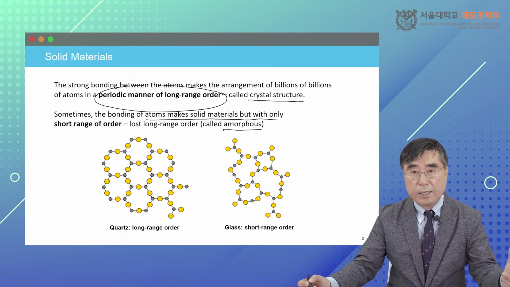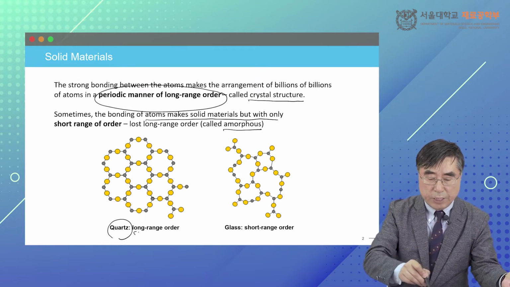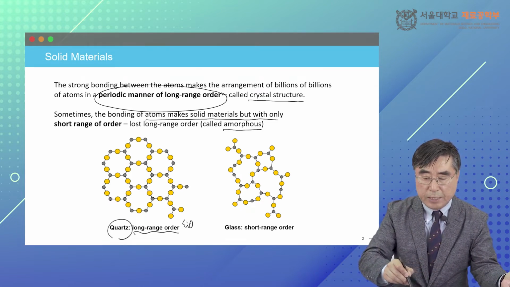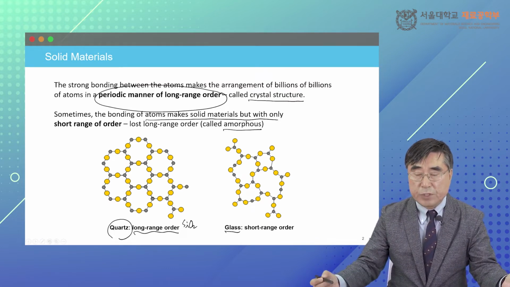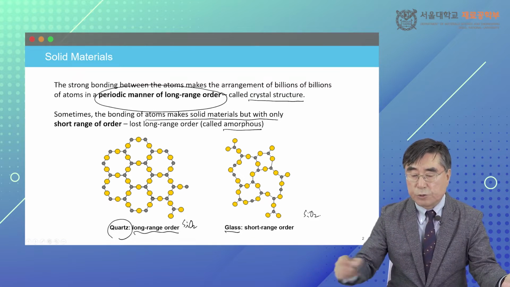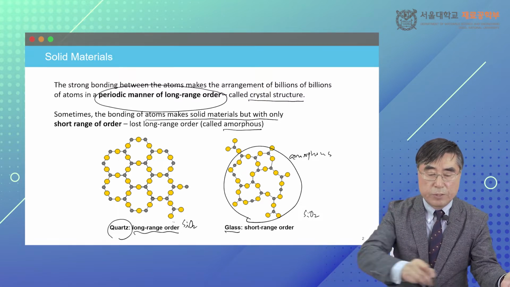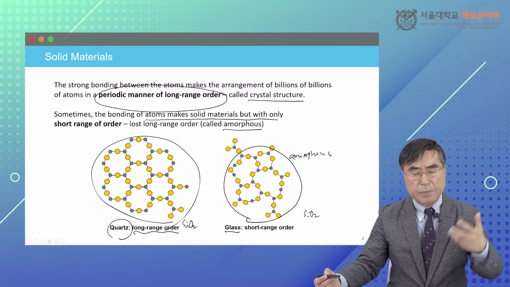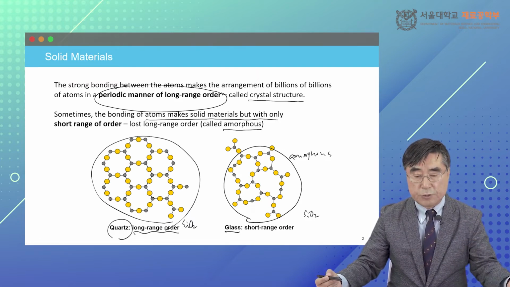For instance, here are two-dimensional schematic drawings of quartz, with long-range orderliness of silicon dioxide, and glass, whose chemistry is the same as silicon dioxide but which only has short-range orderliness, and this is again called amorphous. And this long-range orderliness with periodic patterns is what we call crystal structures.